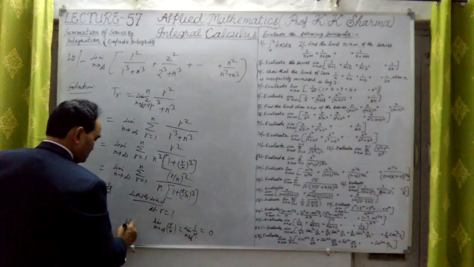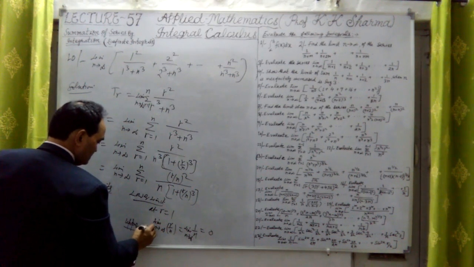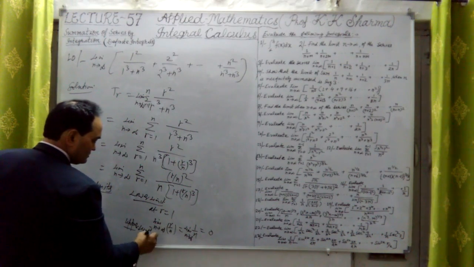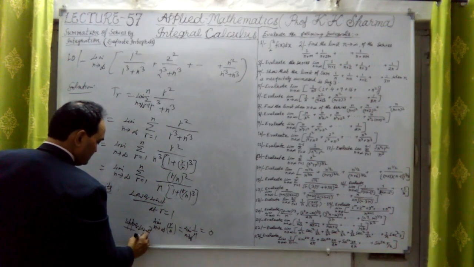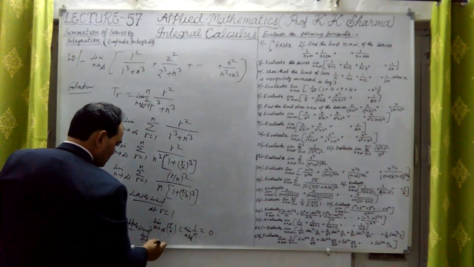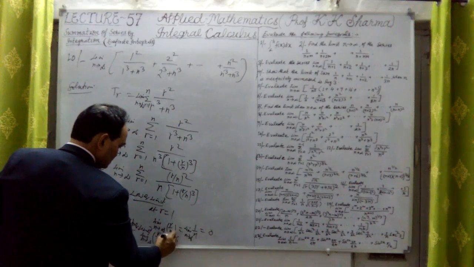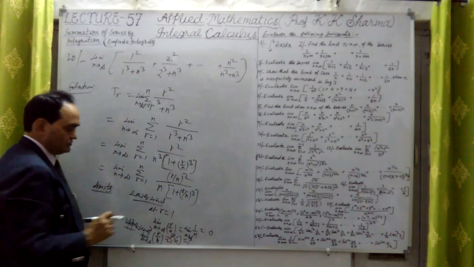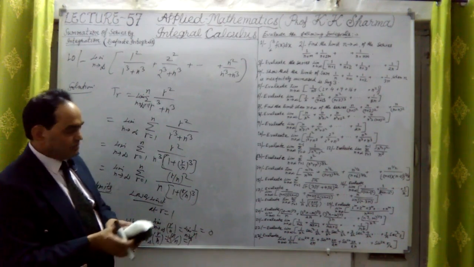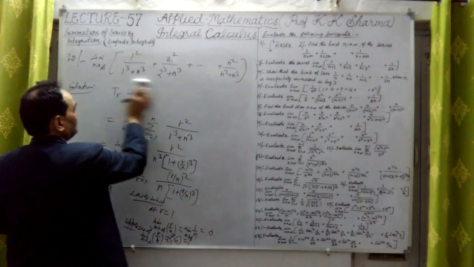And the upper limit is 1. What is the upper limit here? At limit n tends to infinity, 1 upon n tends to 0. No problem at all. r upon n is equal to n upon n is equal to 1. No problem. For 0 to 1 limits, we can convert this into a definite integral.